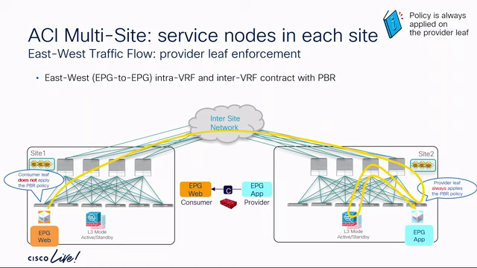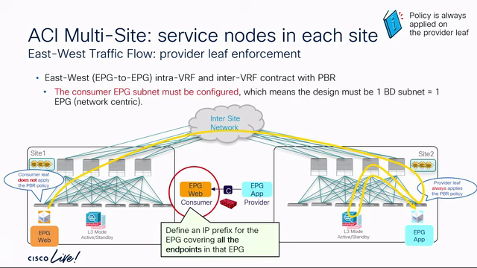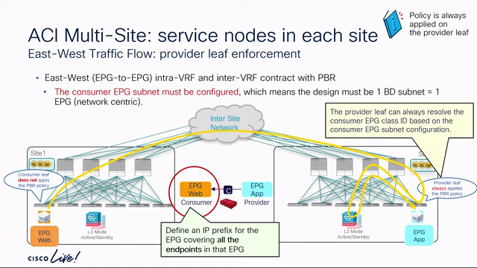That said, you might be wondering, let's say the provider endpoint generates traffic. Then the provider leaf doesn't know the web endpoint yet, so the provider leaf cannot apply policy. To avoid such a situation, we must configure the consumer EPG subnet for multi-site EPG to EPG PBR. By using the subnet as the EPG classification, the provider leaf can always resolve the consumer EPG class ID so that the provider leaf can always apply policy.